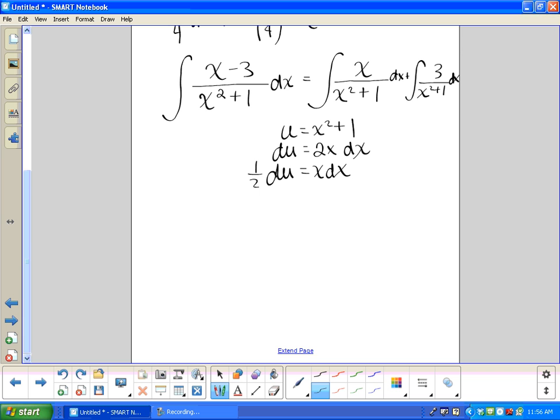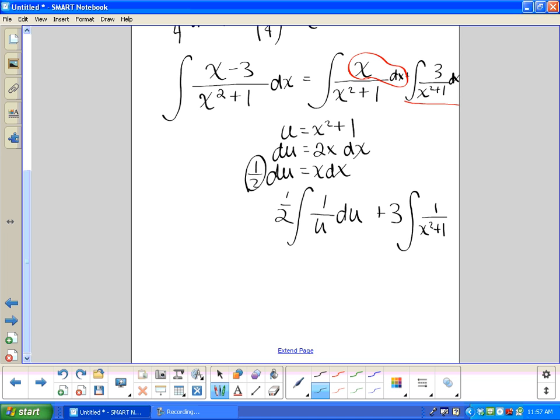This will up top become, I have the x dx right here. So I just need to put the 1/2 out in front, and that's just going to be 1 over u, right? Because u is x squared plus 1. And then over here, I don't even need to use u sub on the right-hand part, because I can just pull that 3 out, and then I've got 1 over x squared plus 1, which is arctangent. So let's integrate. Remember the 1/2. The 1/2 has to go on the front, and we get 1 over u du plus 3 times the integral. Go ahead and write this out, x squared plus 1 dx.